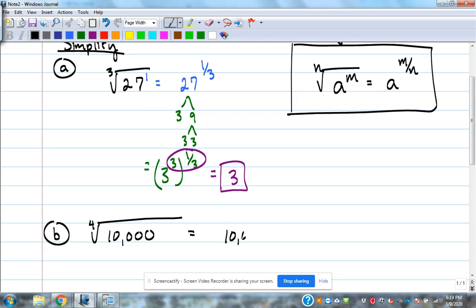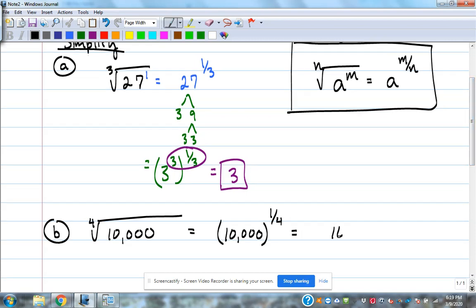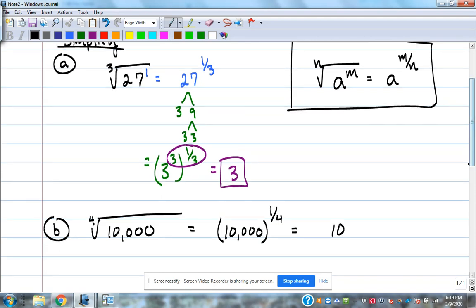So that would be 10,000 to what power? 1/4. What do we know about 10,000? It's 10 to what power? You might remember that little trick: however many zeros there are, that's the exponent on the 10. 10 to the 4th power to the 1/4. So that's going to be just plain old 10.